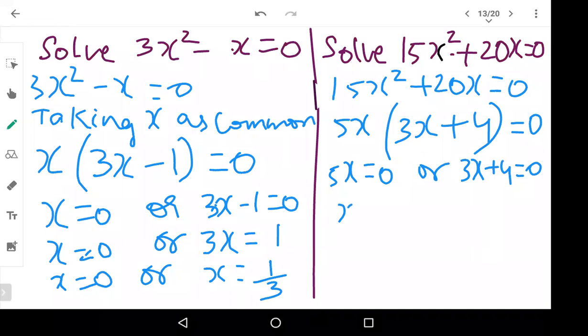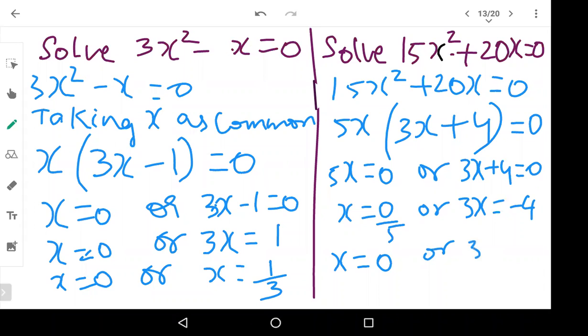Now x is equal to 0 by 5, which is nothing but x is equal to 0, or 3x is equal to minus 4, sorry, x is equal to minus 4 by 3. So x is equal to 0 or x is equal to minus 4 by 3. Is this the answer everybody got?